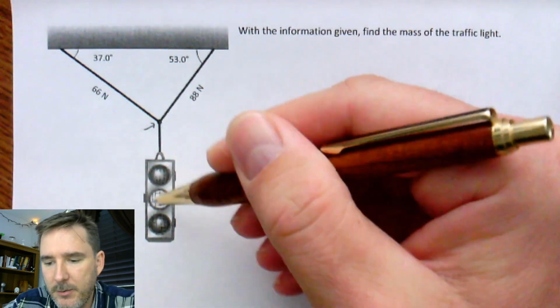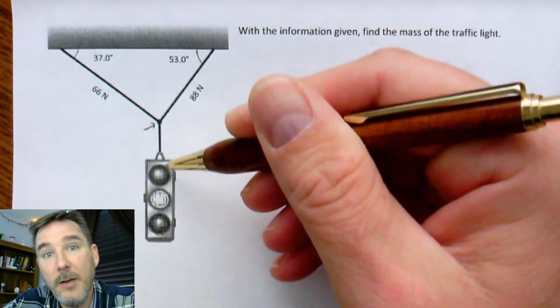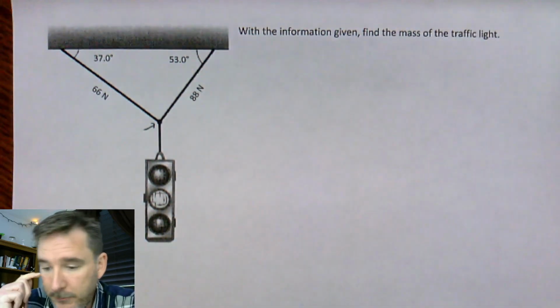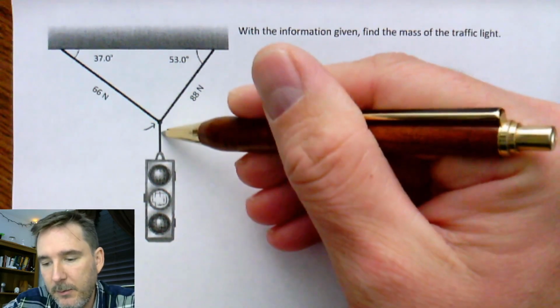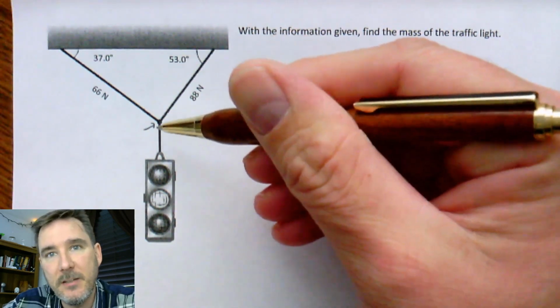Because if you think about it, the traffic light and this wire right here are being pulled down by gravity together, and they're acting as one object. And so we're going to focus on this traffic light and the little wire suspending it as the system. That's going to be our single object.